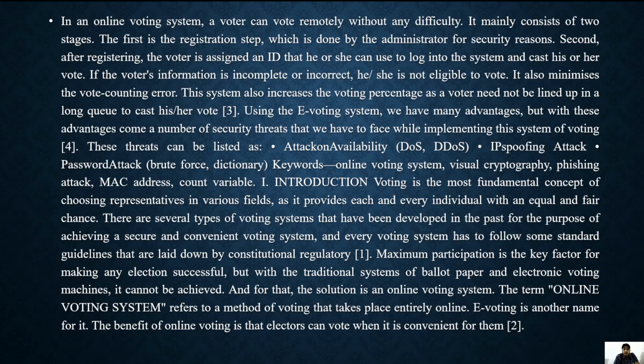It maintains consistency of two stages. The first is the registration step, which is done by the administrator for security reasons. Second, after registering, the voter is assigned an ID that he or she can use to log in to the system and cast his or her vote. If the voter information is incomplete or incorrect, he or she is not eligible to vote. It also minimizes the vote counting error. This system also increases the voting percentage, as voters need not be lined up in a long queue to cast their vote.